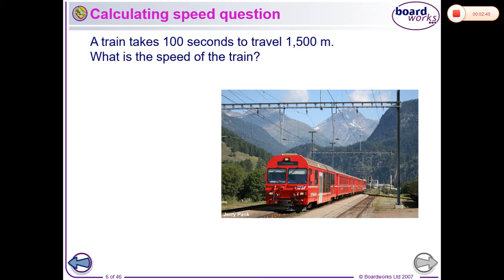A train takes 100 seconds to travel 1,500 meters. What is the speed of the train? If you remember, we're going to take the distance and divide it by the time. So it will be 1500 divided by 100 equals 15 meters per second.